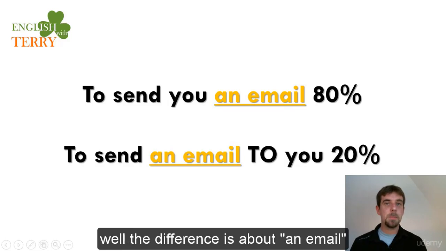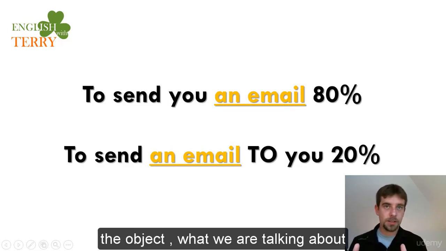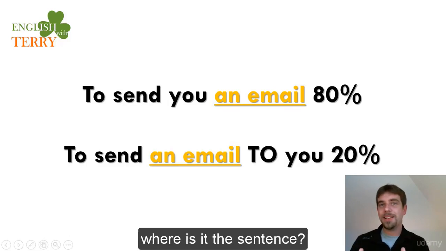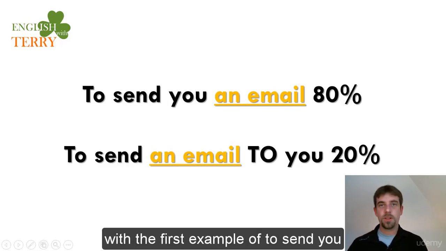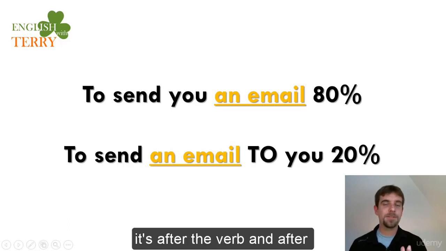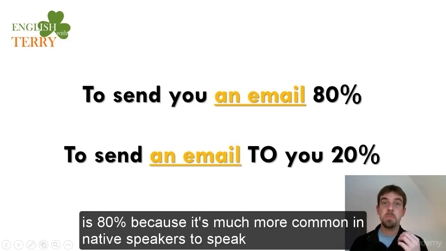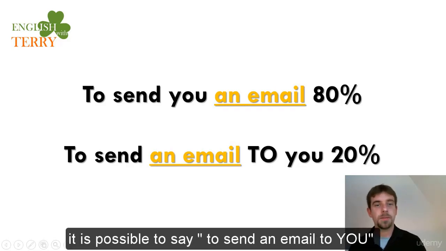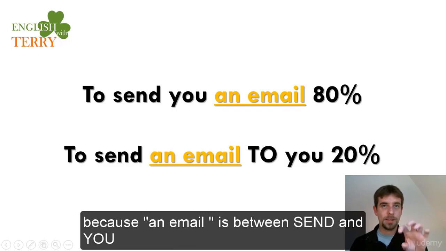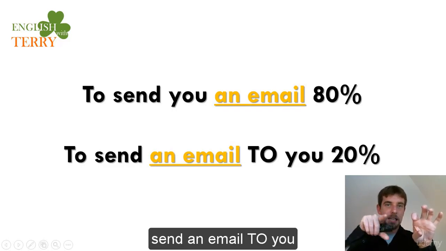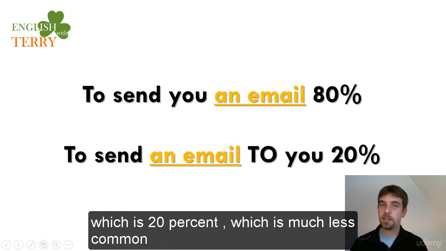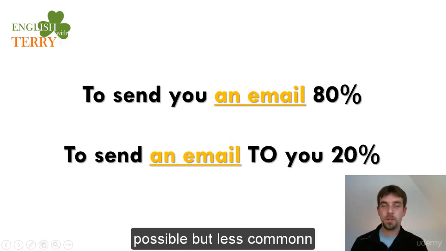Well, the difference is about an email, the object, what we are talking about. Where is it in the sentence? With the first example, it's after the verb and after you: send you an email. That's 80%, because it's much more common in native speakers to speak like this. It is possible to say send an email to you, because an email is between send and you, which is 20%, much less common. Possible, but less common.